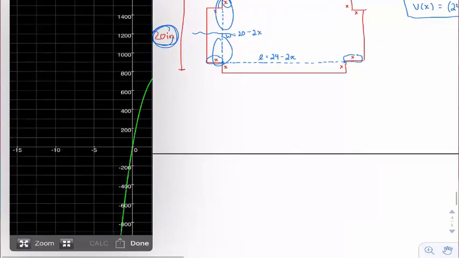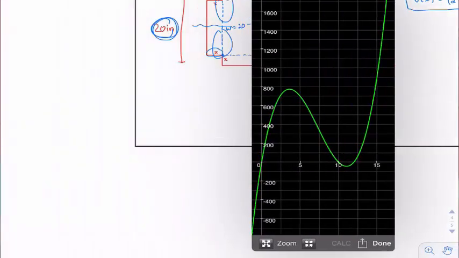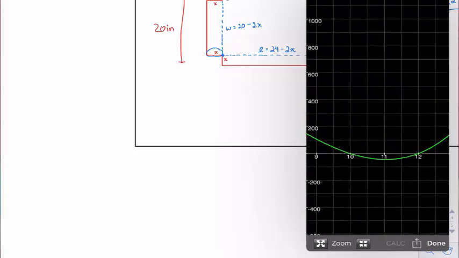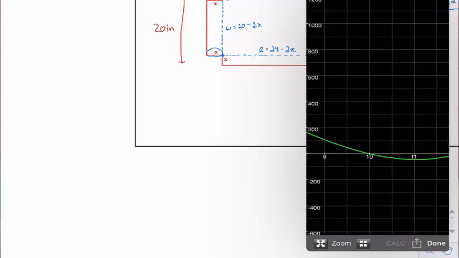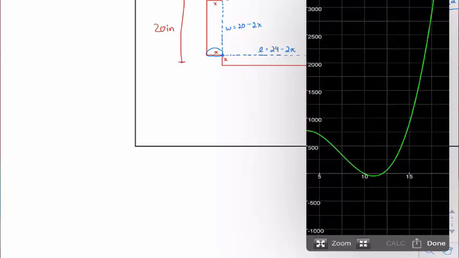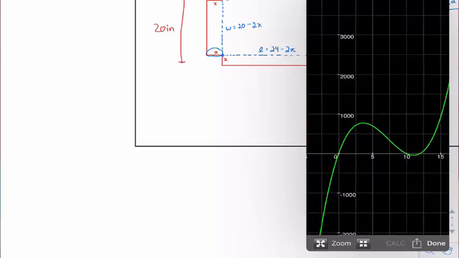So if you look at your graph here, you'll see at 10, that's where your volume equals 0. So even though it does get bigger afterwards, that number doesn't count because you have no height. You're basically multiplying a negative width and a negative length. That's how you're getting those positive numbers.